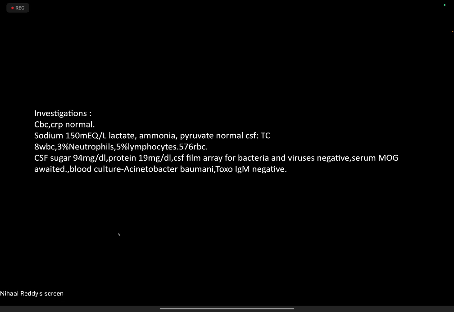Investigations. The blood investigations, CBC, CRP were normal. The sodium initially was 150. Lactate, ammonia, and pyruvate were normal. CSF total count 8 WBCs, 3% neutrophils, 5 remaining lymphocytes, 576 RBCs, and CSF viral and bacterial panel were negative. Sugar and protein were in the normal range, and serum MOG is awaited. Blood culture showed Acinetobacter baumannii, and toxo IgM serum negative.